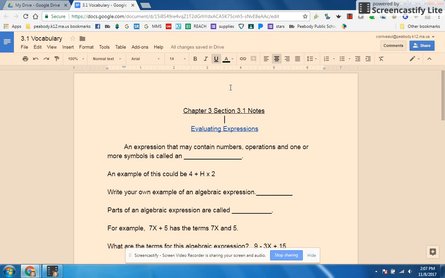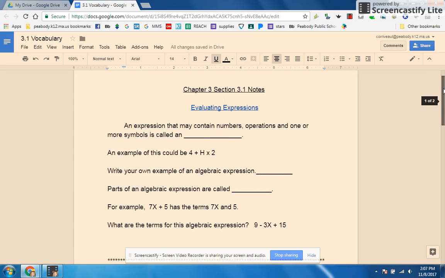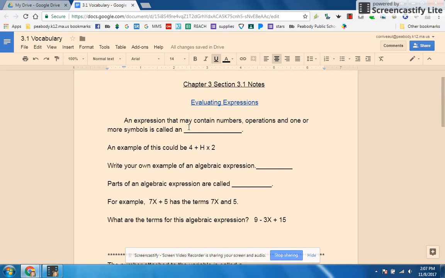So this chapter is all about expressions, algebra, different types of expressions and how to evaluate them. And the first section does have a lot of vocab. So we're going to go through the vocab first. So make sure as I'm typing these things, you're typing them as well.